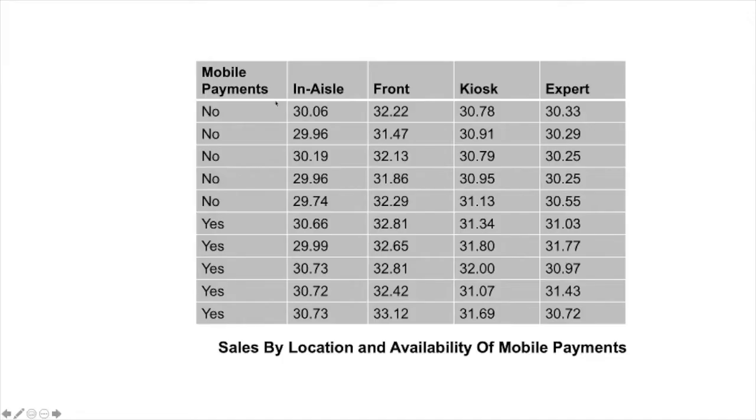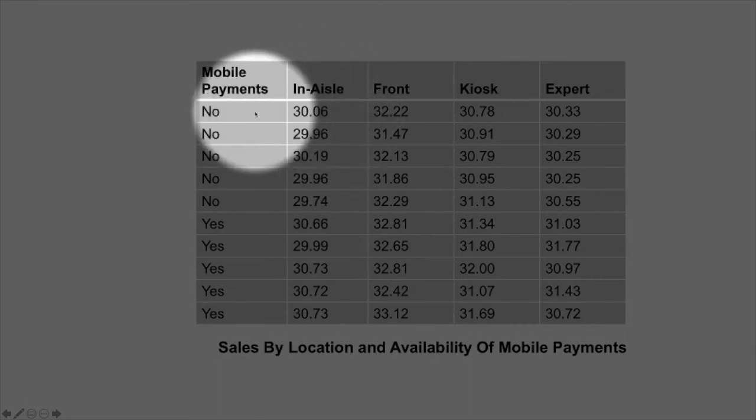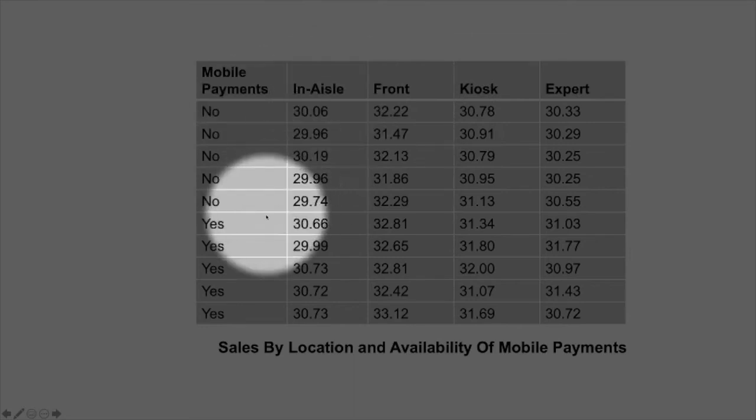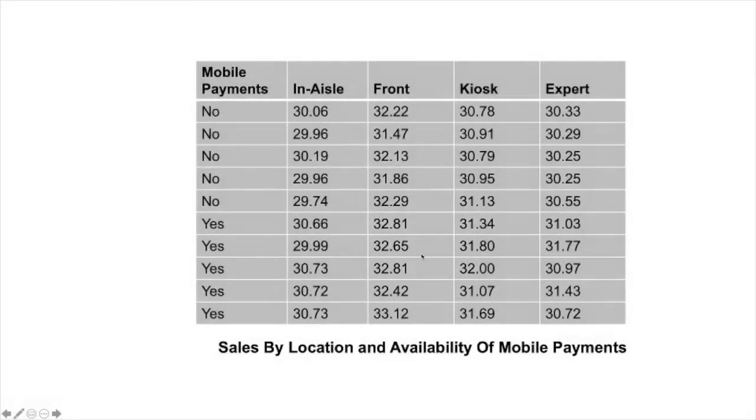So let's say you collected this data during 5 days. For each day, you collected the number of sales in each of these possible situations. In aisle, no. In aisle, yes. Front, no. Front, yes, etc. Repeated a few times. So how does that translate into an ANOVA situation?